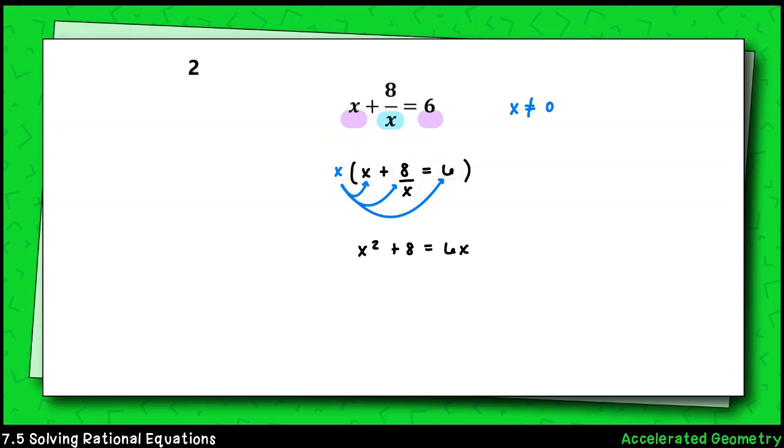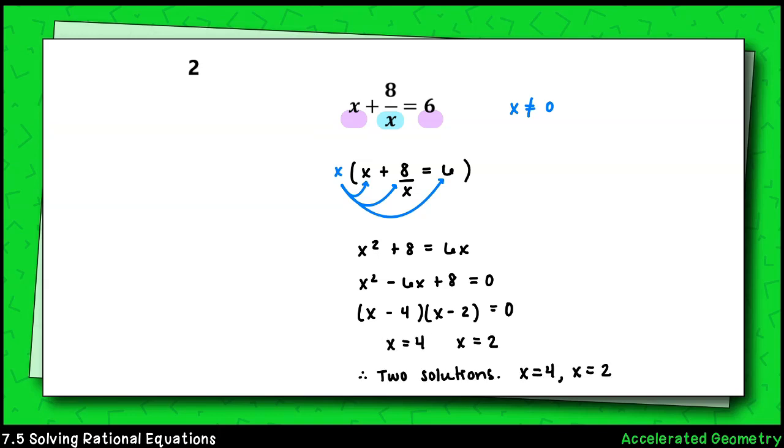We'll bring all terms together, setting the right-hand side equal to 0, and we'll solve by factoring. I have x squared minus 6x plus 8 equals 0. In factored form, I have x minus 4 times x minus 2 equals 0. That means x equals 4 and x equals 2. Now, let's look back at our excluded values for x. That's just x equals 0, or x not equal to 0. So this time we have two solutions, x equals 4 and x equals 2.